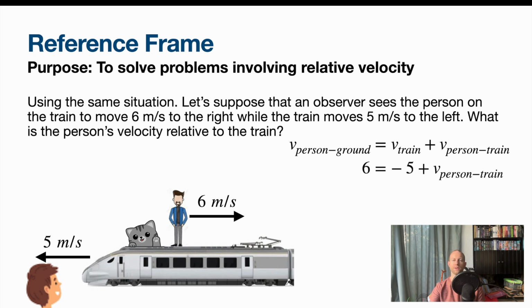We have that the person relative to the ground is 6. That's what the person there sees. And the velocity of the train is still the same. We're looking for the other one. So we get positive 11 meters per second as our answer. That means the person is moving to the right 11 meters per second relative to the train.